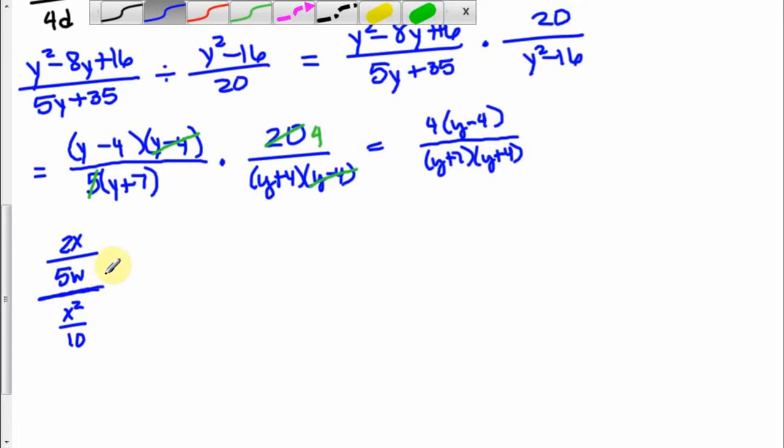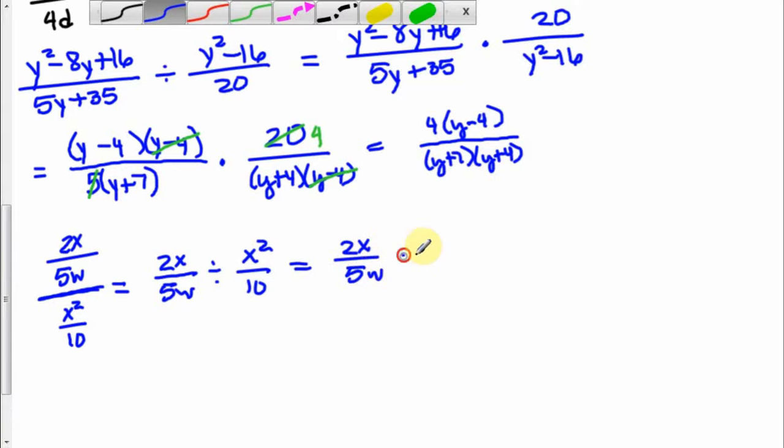So it's nothing more than this. 2x over 5w divided by x squared over 10. That expression is equivalent to that expression. And then it's exactly what we just did, right? Keep, change, flip. So keep the first fraction, change the sign to multiplication, flip the second fraction.